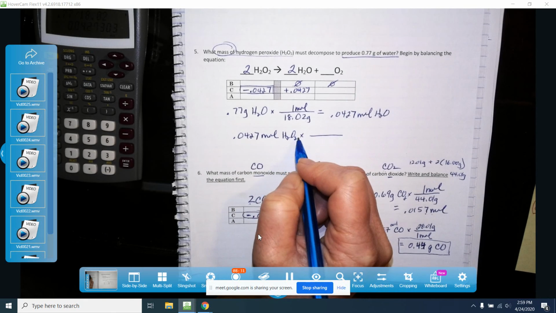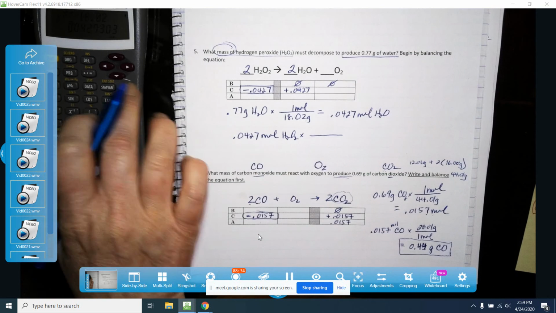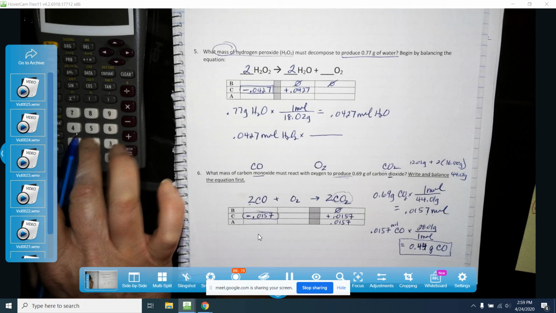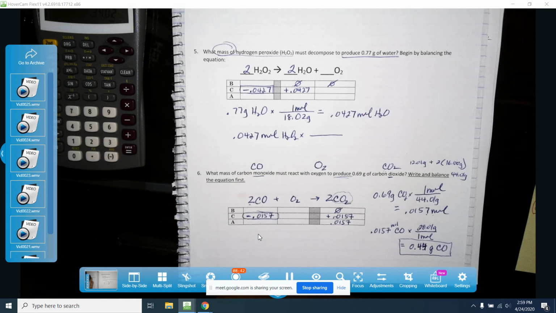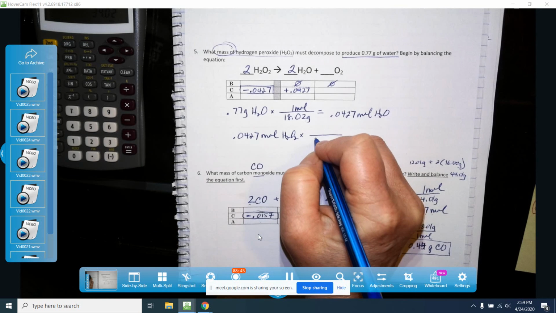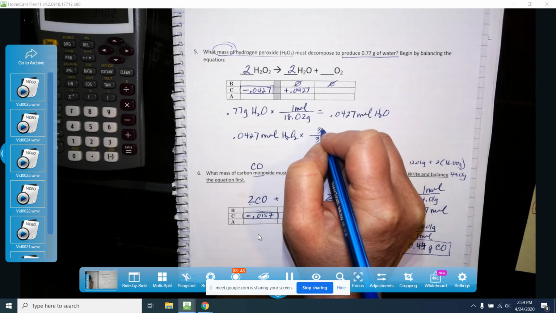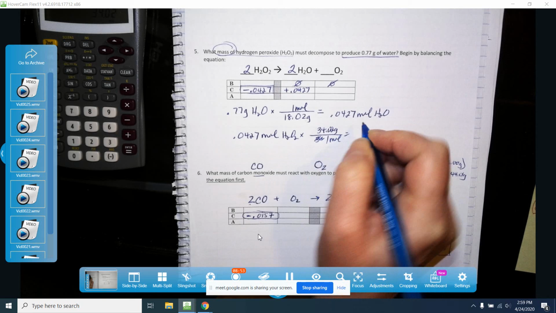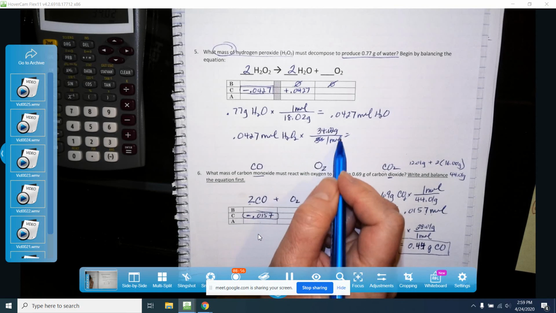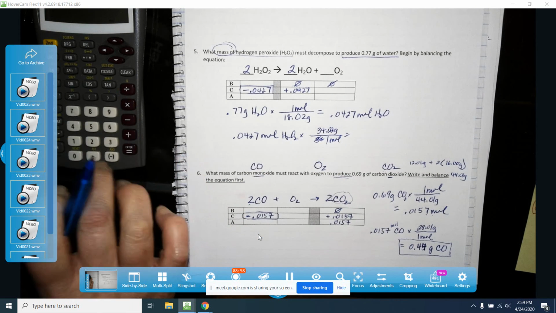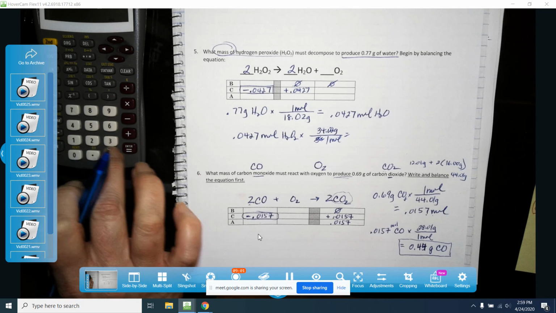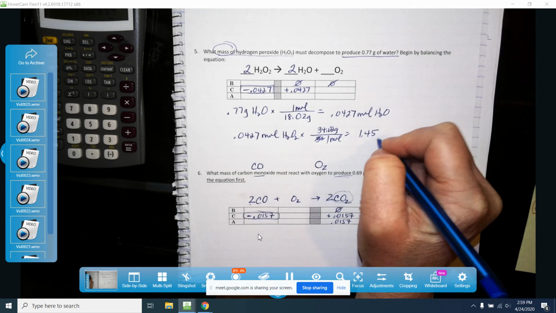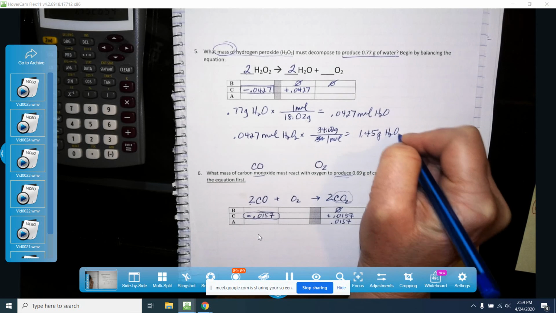And it's going to be the mass of 1 mole of this stuff. So we have 2 oxygens and we have 2 hydrogens. So 34.02 grams on the top, 1 mole on the bottom. So the mass of 1 mole there. Moles will cancel. Going to multiply that by 0.0427, and I get 1.45 grams of H2O2.